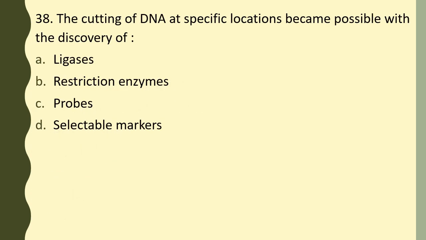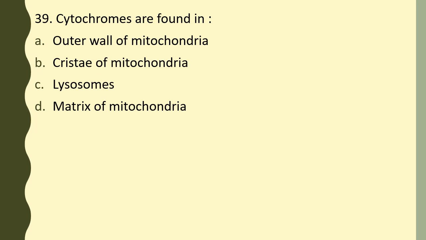Question number 38. Cutting of DNA at specific locations became possible with the discovery of ligases, restriction enzymes, probes, selectable markers. Cutting of DNA at specific locations became possible with the discovery of. Correct answer is option B, restriction enzymes. Question number 39. Cytochromes are found in outer wall of the mitochondria, cristae of the mitochondria, lysosomes, matrix of mitochondria. Cytochromes are found in. Correct answer is option B, cristae of the mitochondria.